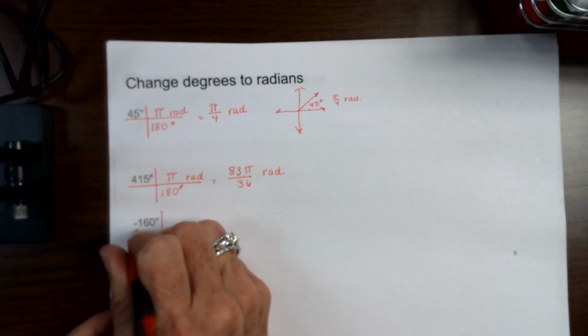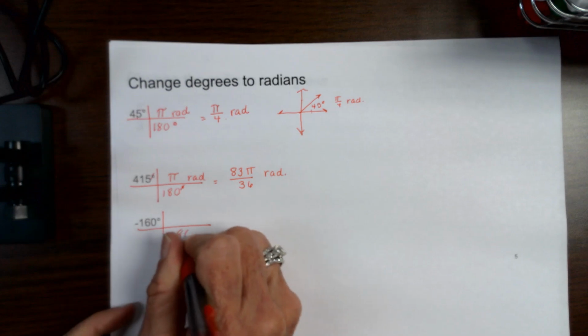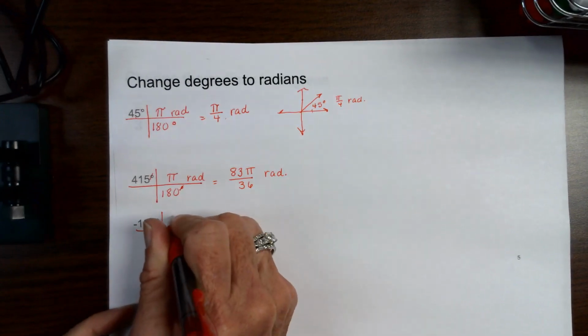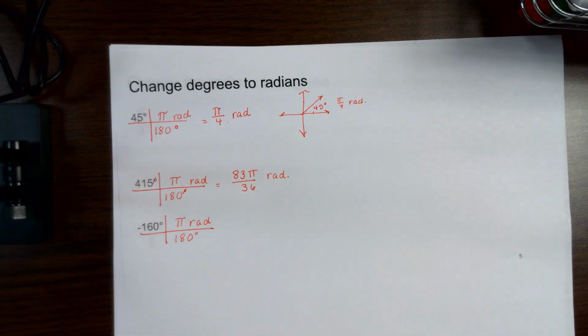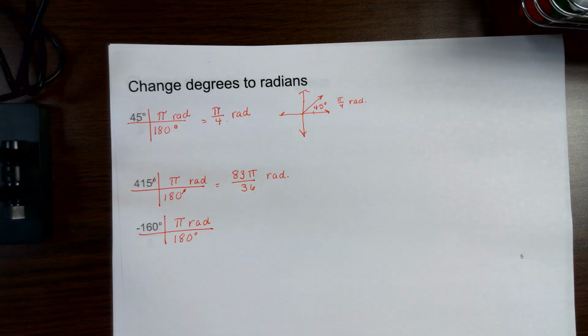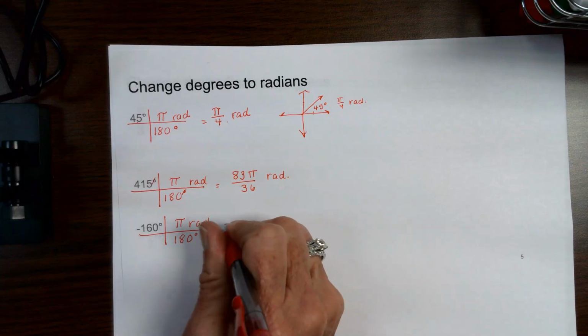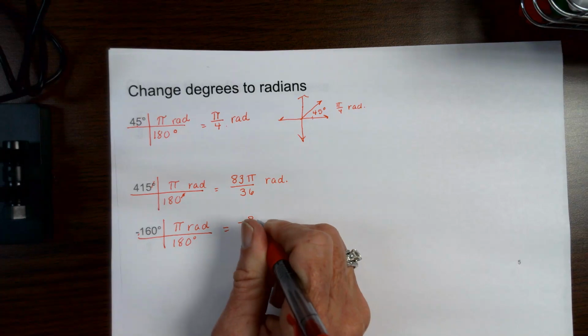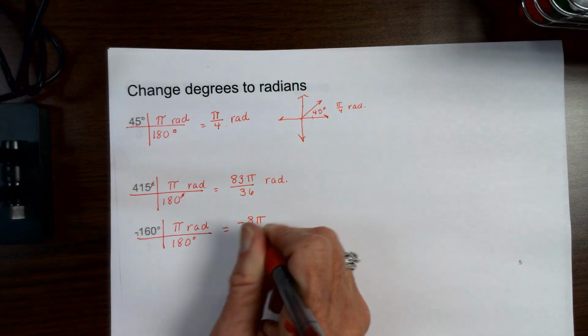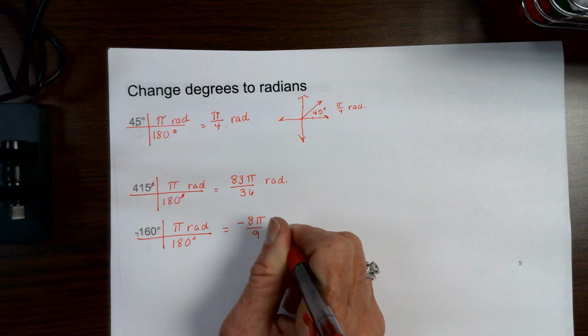Do the same thing here. So I have 180 degrees on the bottom, pi radians on the top. So I have 160 divided by 180. Convert it back to a fraction. It's going to give me 8 over 9. Now, there's a negative here, so there needs to be a negative here. Negative 8 pi over 9 radians.